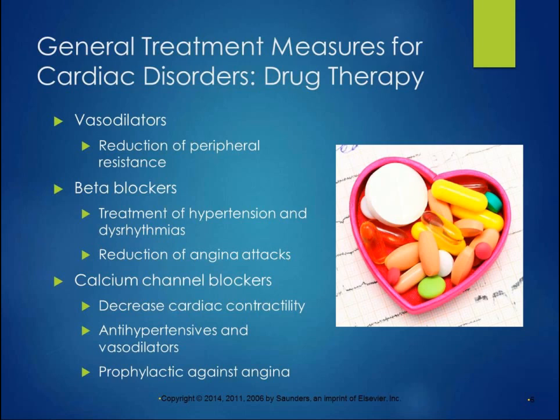So drug treatment is really common for cardiac disorders. There's a whole list of different cardiac drugs that are generally used. Vasodilators like nitroglycerin dilate the peripheral blood vessels, so they reduce peripheral resistance, and the heart doesn't have to work as hard. Beta blockers are used in treatment of hypertension and dysrhythmias and reduction of angina attacks. Basically, they want to lower your blood pressure.